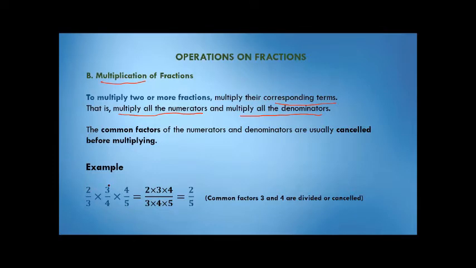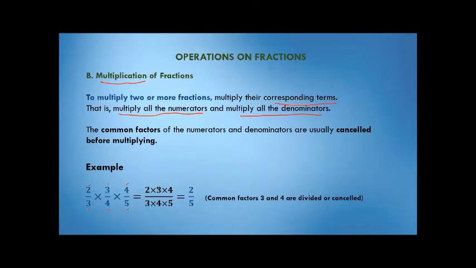We have 2 times 3 times 4. So ito yon, 2 times 3 times 4. Then we have denominators 3 times 4 times 5. Ito yung part na yon. 3 times 4 times 5. Now, sabi dito, the common factors are usually cancelled or divided para maging mas mabilis yung pag-create ng lowest term.